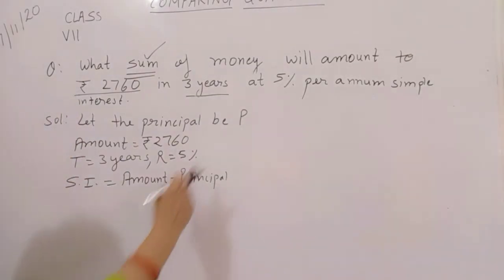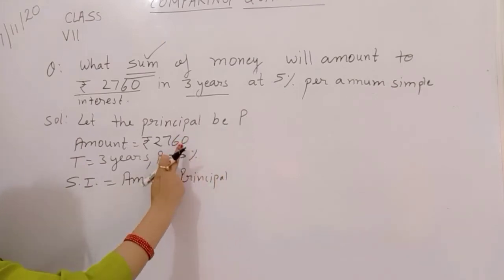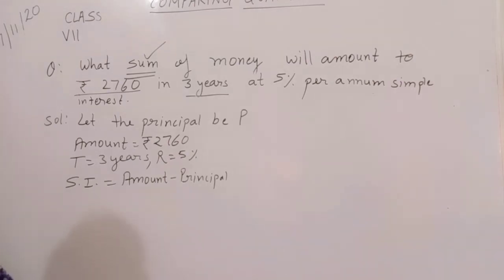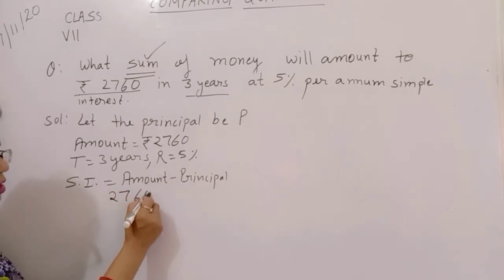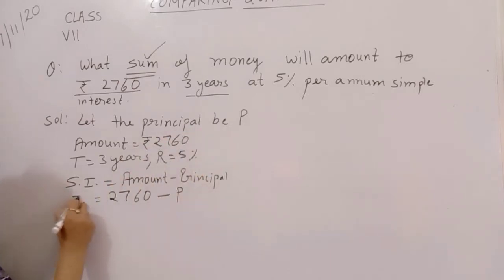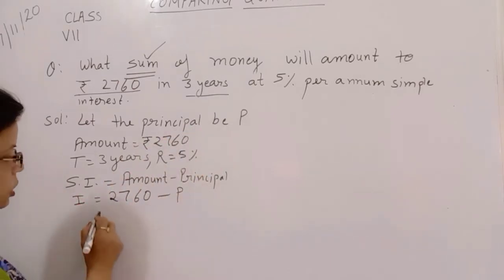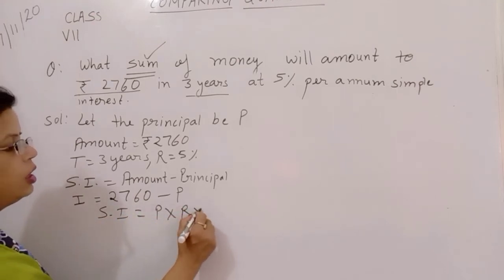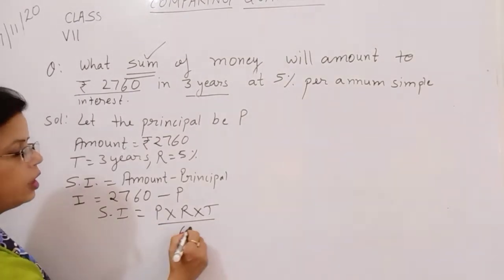So let us assume the principal to be P, and the amount given is 2760 rupees, time period is 3 years, and the rate is given as 5%. Now the formula for interest is amount minus principal. Amount is 2760 and the principal we have assumed as P here. So interest is this. Now the simple interest formula. Another formula is PRT over 100.